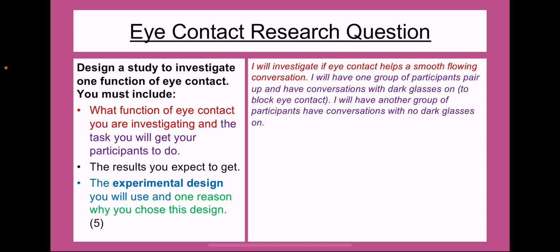So maybe pop some dark glasses or a blindfold on, and then you're going to have another group of participants having conversations with no blindfold. That way you've got your clear difference in your variable, and you've got a clear set of conditions. One group having conversations with blocked eye contact and one group having normal conversations.